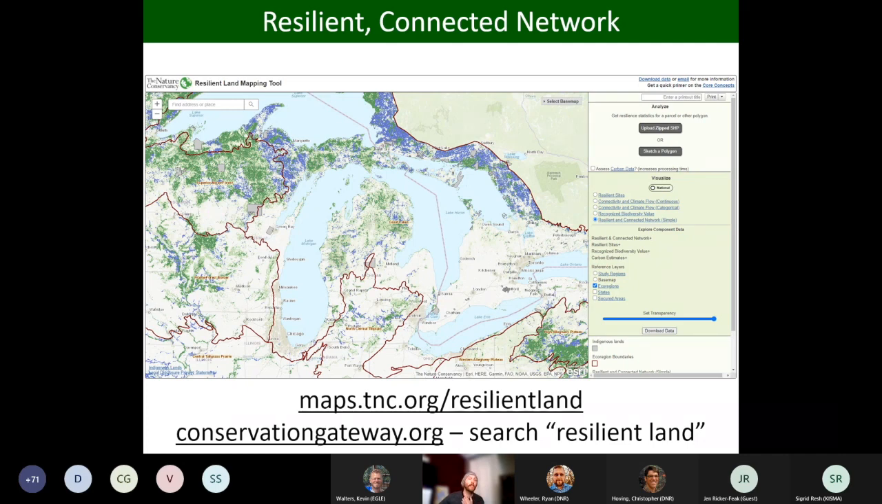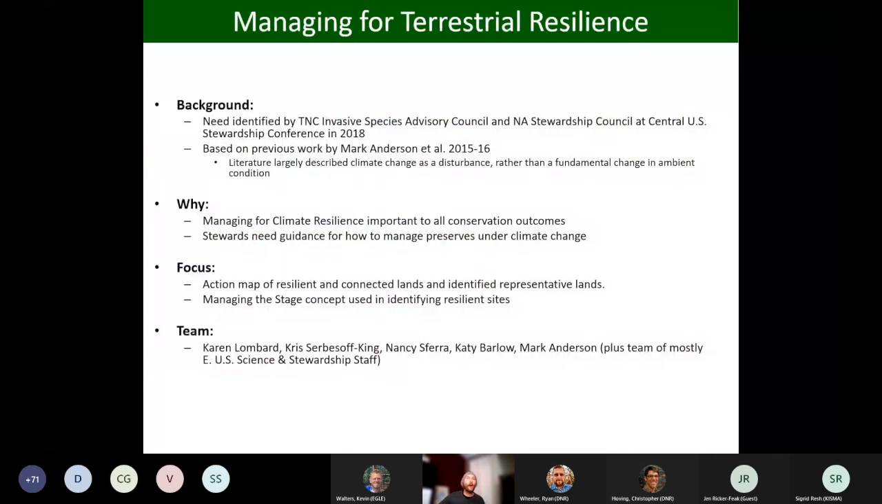And please get in contact with me. I'd be happy to discuss it with anyone who's curious about how they might implement that data set as a prioritization tool in their work. That tool really directs you towards maybe a protection mindset in terms of actual fee land protection for conservation, for land trusts or agencies or whatnot.